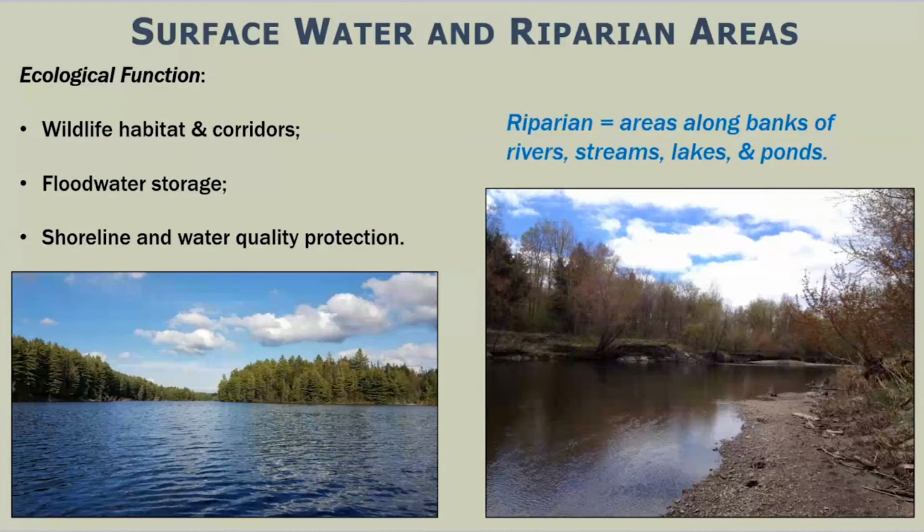Okay, so in Vermont, it's not all just forest blocks and connected forest blocks. There's another way we can enhance that connectivity, and that's through looking at our surface waters and riparian areas. And by riparian, what I mean is simply areas along banks of rivers, streams, lakes, and ponds. These areas, of course, provide all kinds of wildlife habitat and connectivity. And they're really important for our communities too. They buffer us from floodwaters and provide ways to filter water and protect its water quality.